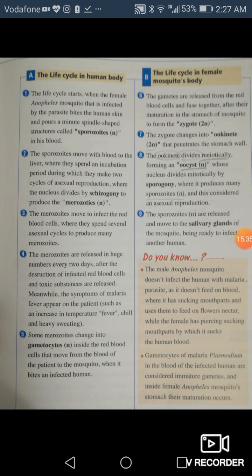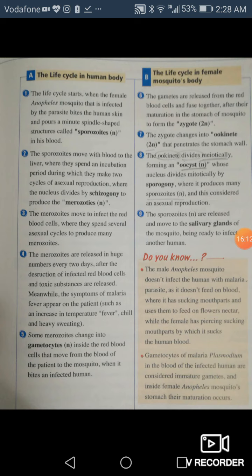The zygote changes into an ookinete, which has 2N also, penetrates the stomach wall to get outside, and keeps sitting on the stomach to be fed. The ookinete divides meiotically, forming an oocyst, which has N chromosomes, meiosis, so we have half the number of chromosomes, whose nucleus divides mitotically by sporogony. It produces many sporozoites, again with N chromosomes. This is considered an asexual reproduction, and the sporozoites are released and move to the salivary glands of the mosquito, being ready to infect another human.